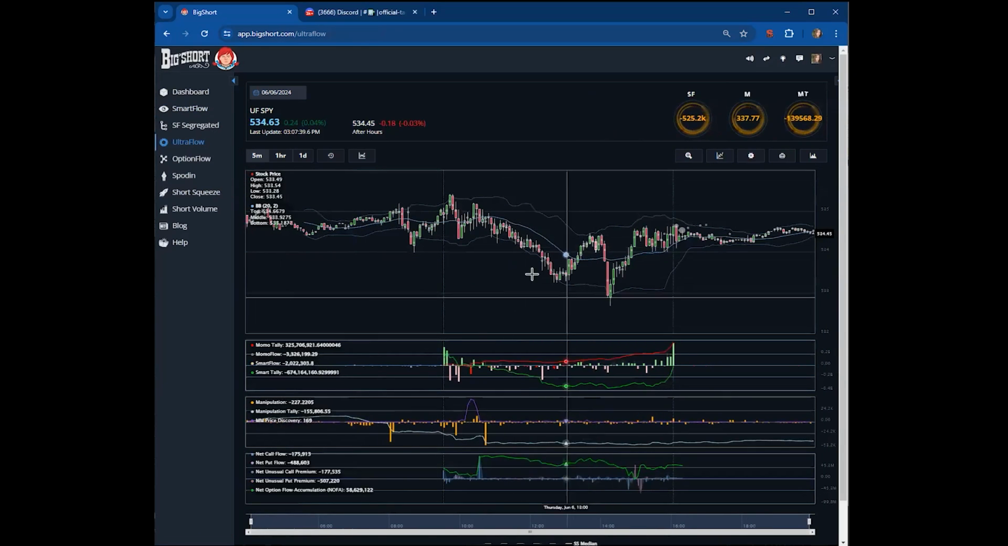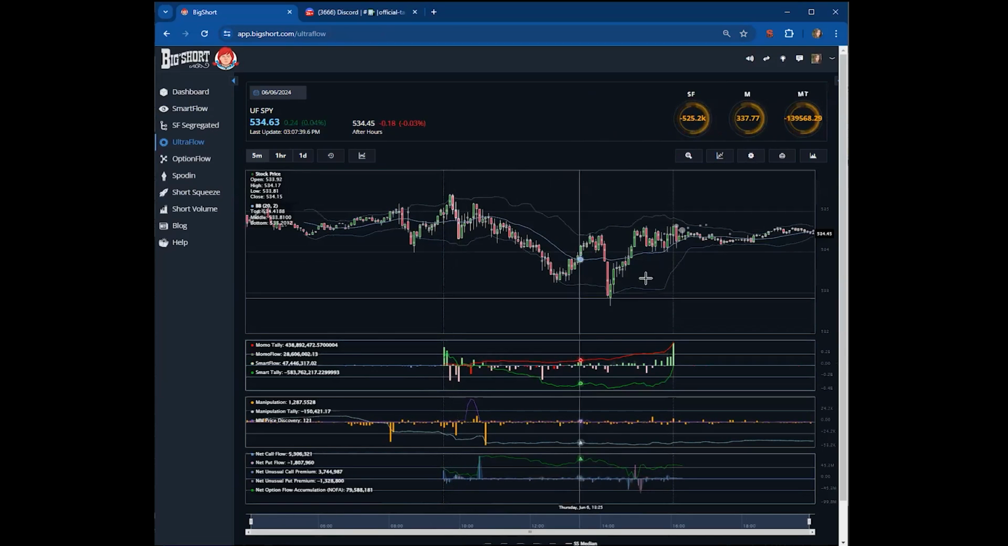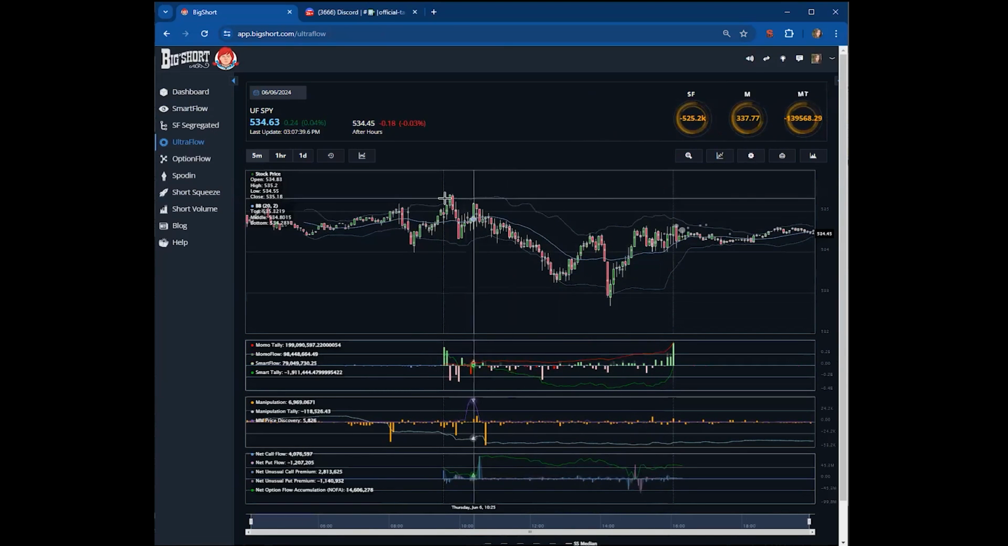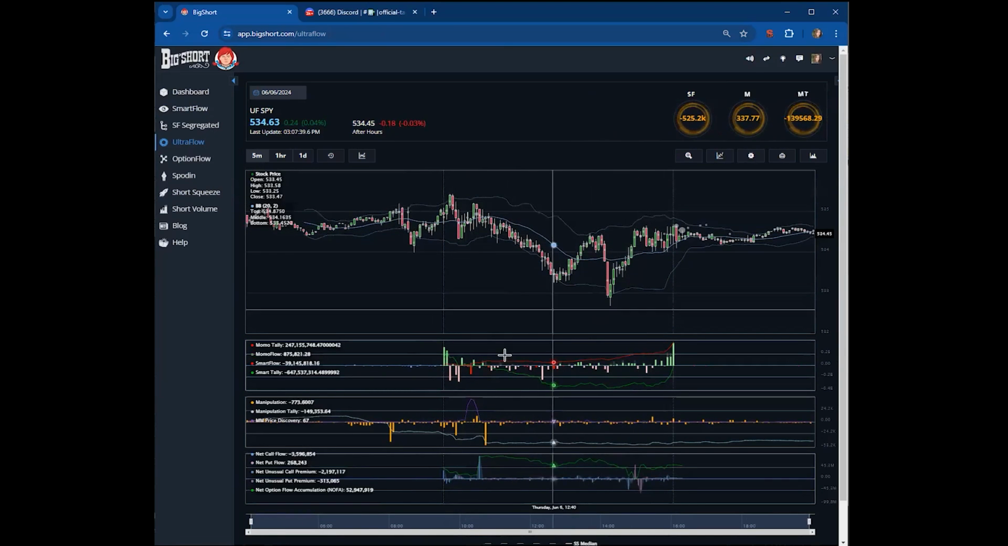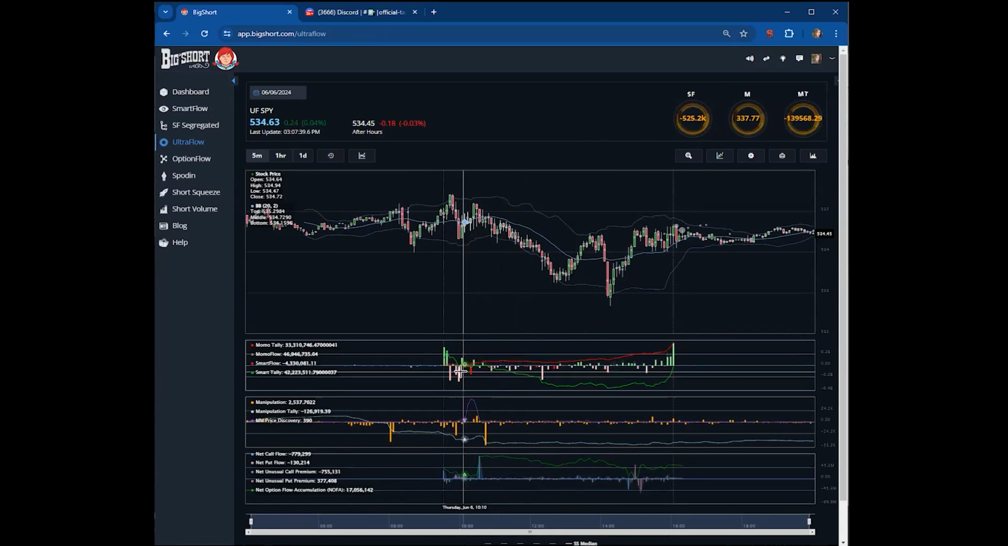So this is UltraFlow. UltraFlow is the aggregate of every individual constituent of the S&P 500. This top pane here is just the SPY candlesticks, but SmartFlow and Net Option Flow is a combination of all 500 tickers that comprise the S&P 500. And so it's interesting sometimes to see what SPY, the ETF, is doing versus everything that comprises SPY.